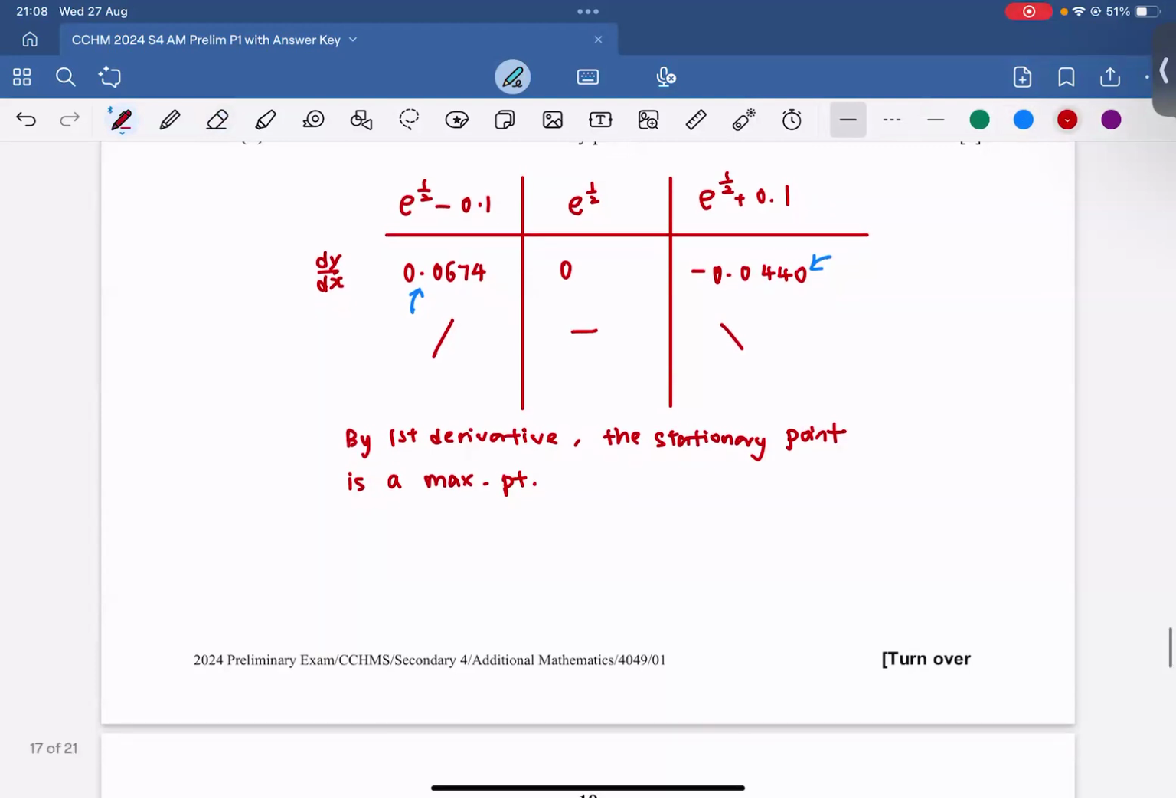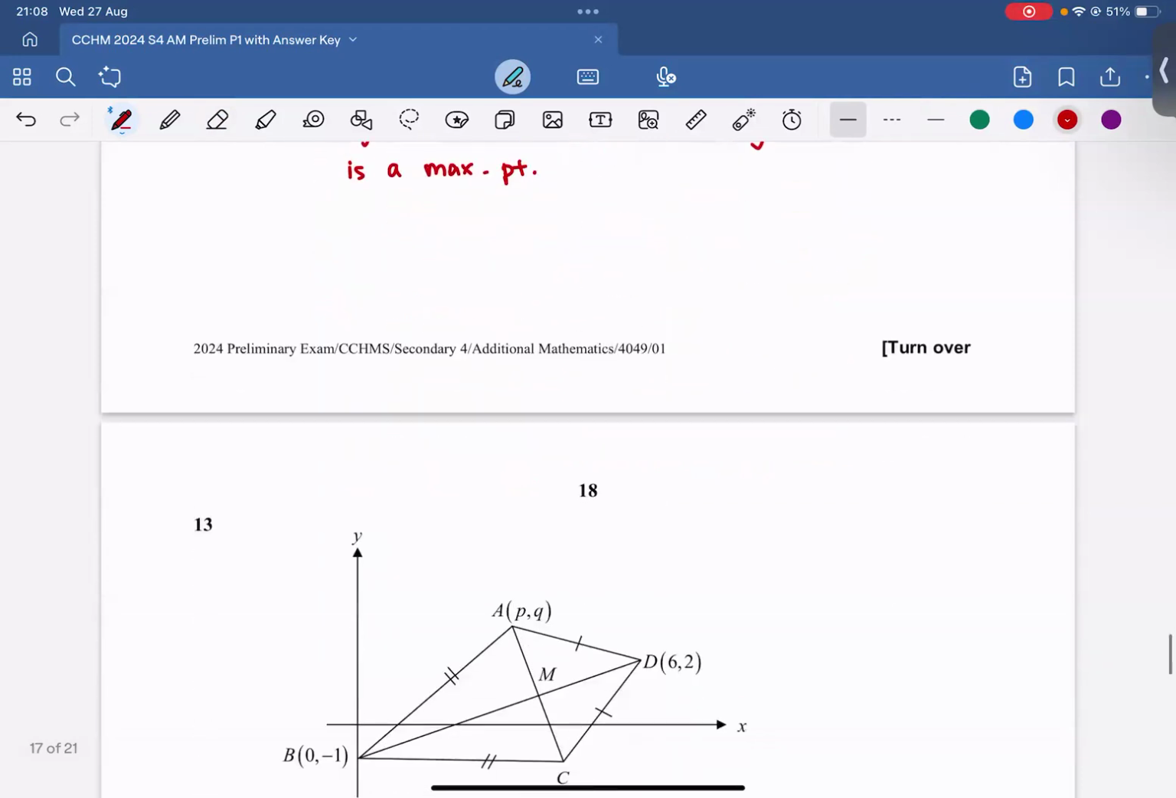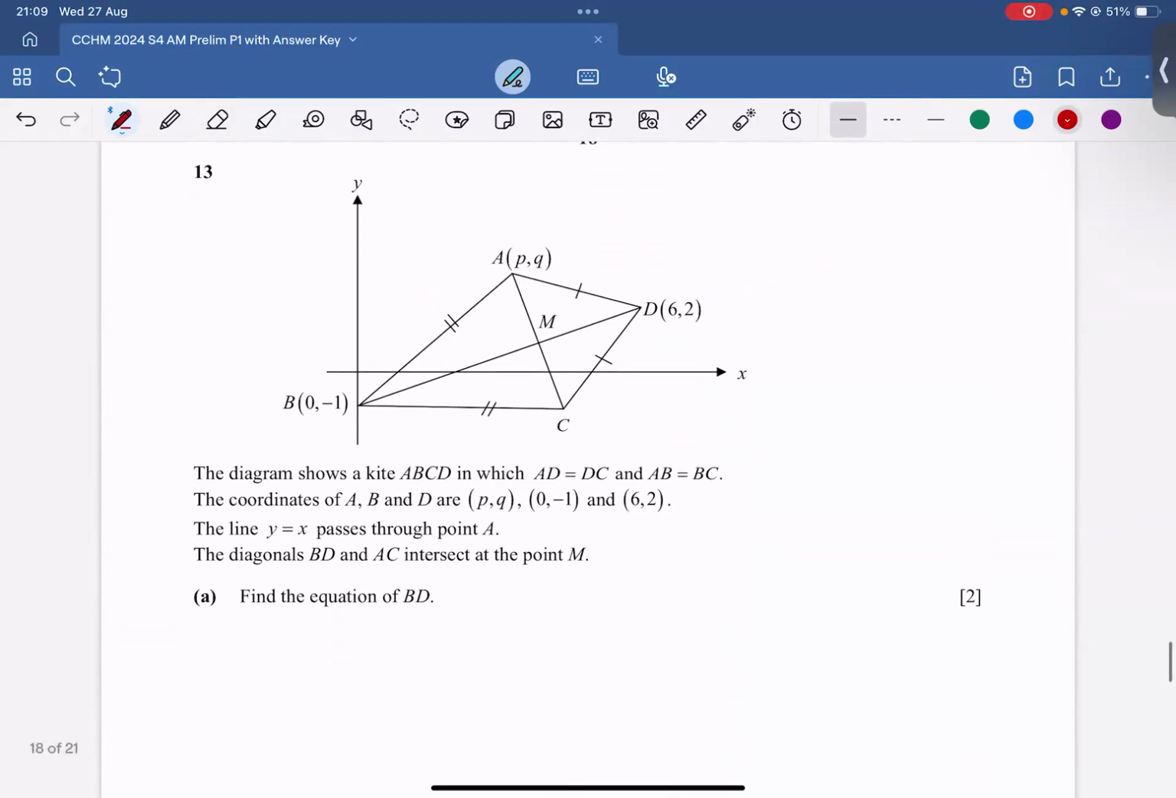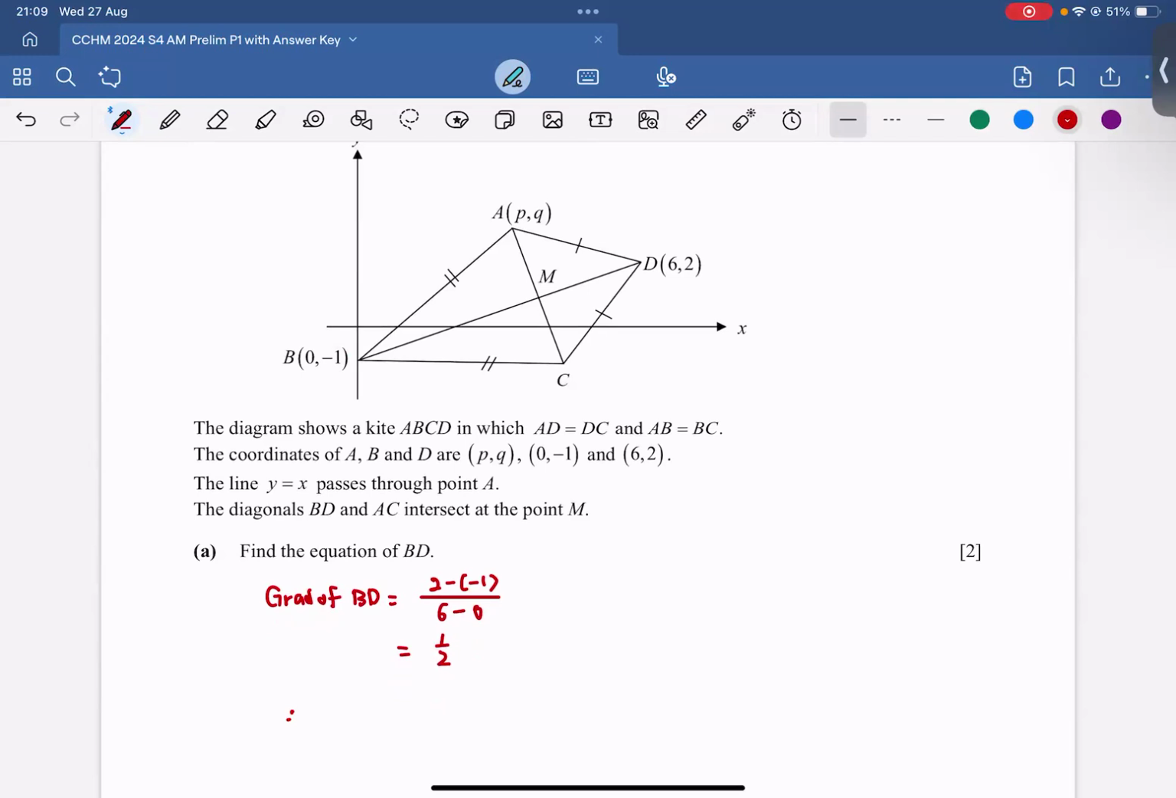Okay, finally, let's move on to the last question. The diagram shows a kite, AD equals DC, AB equals this. Find the equation of BD. To find the equation of BD, you need the gradient and a point. We can find the gradient of BD easily. We get half. You can see that B is actually the y-intercept already, so you can straight away say the equation of BD is y equals half x minus 1.